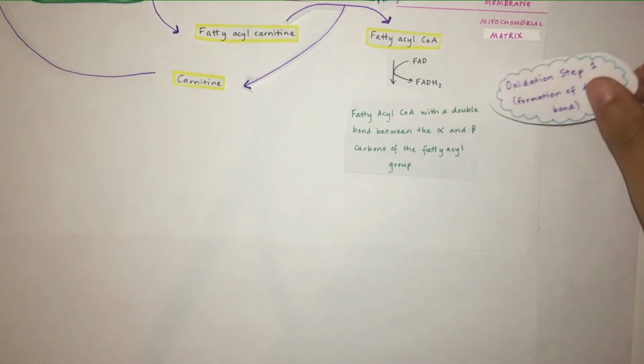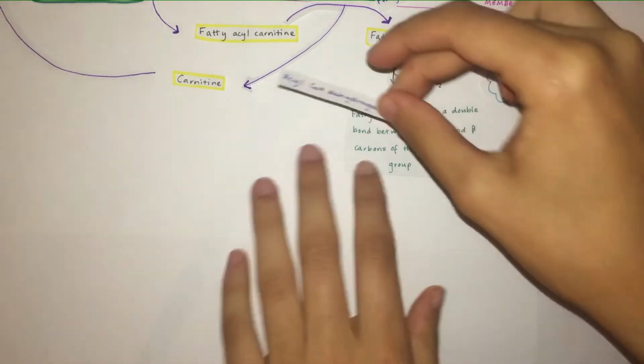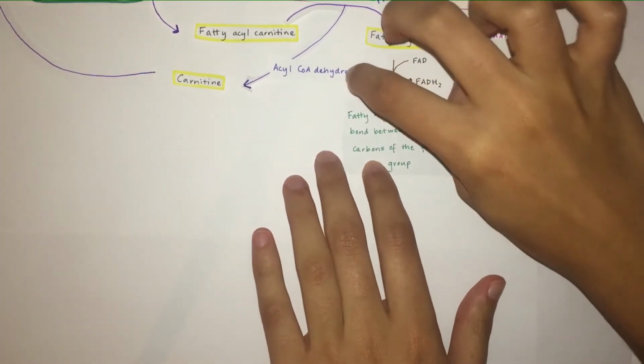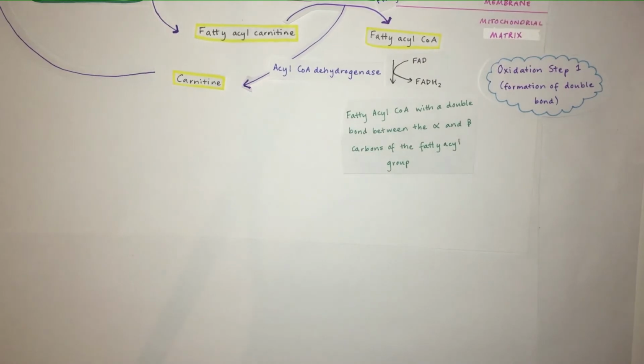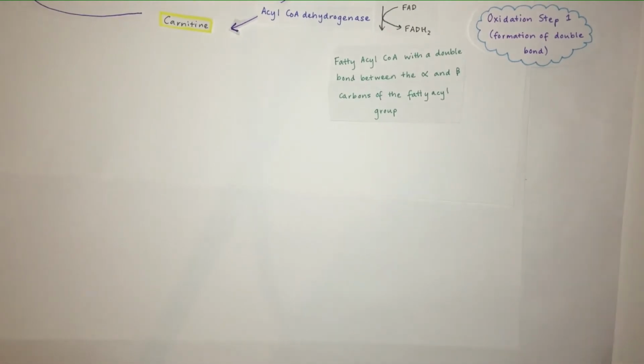So the basic part of this is it's oxidation step 1. We've got a formation of a double bond, and in this process an FAD is converted to an FADH2. Instantly you should be thinking there must be a dehydrogenase involved, and in this case it's acyl-CoA dehydrogenase that catalyzes this step. So now that we have this fatty acyl-CoA with a double bond, we move on to the next step, which is the hydration step.